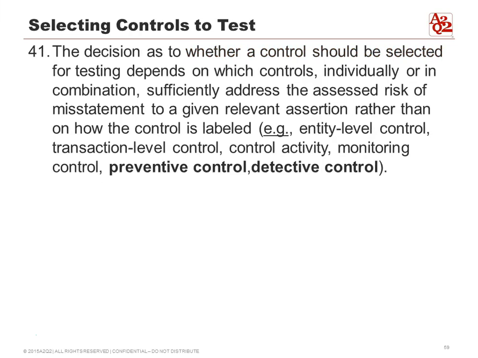And part of the decision of what controls to be selected, what are considered key controls, is whether they address the risk of misstatement. And it doesn't matter what the control is labeled. If you called it entity level controls, a monitoring control, a control activity, or preventive or detective control, that combination of does it really fit your objective? That's the key thing that we're focused on in terms of the controls, the key controls to test.